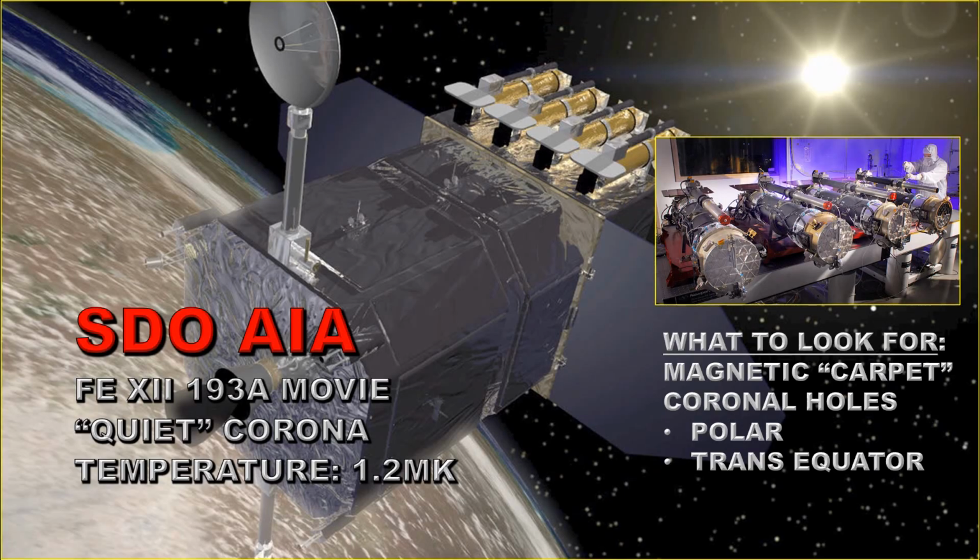Now again, we'll move higher. This is the iron 12 channel at 193 angstroms. This looks at the so-called quiet corona at a temperature of about 1.2 million degrees Kelvin. Here you can see what's called the magnetic carpet. This is low-level magnetic connections, and far from being quiet, they're changing all the time. You can also see coronal holes. These are the dark areas.